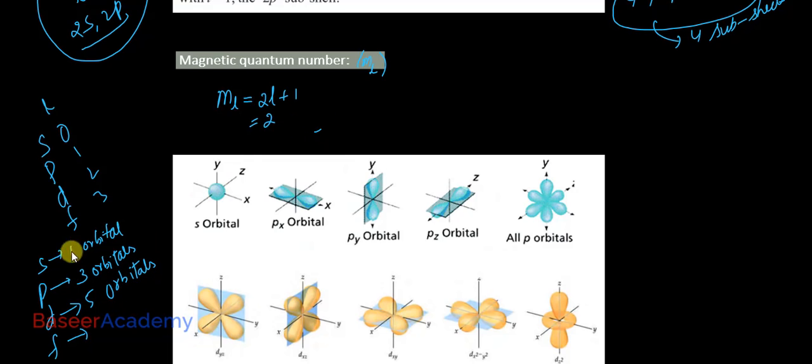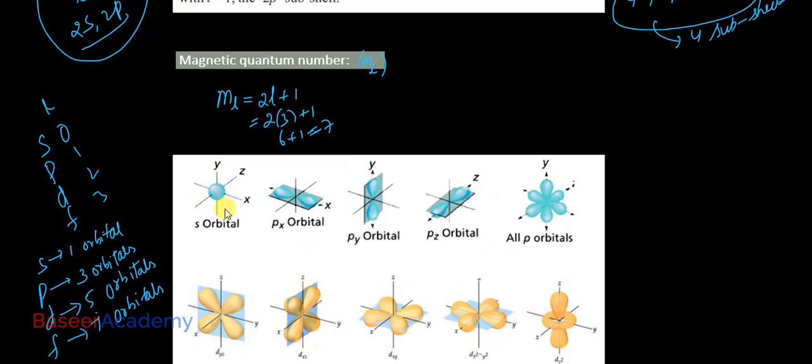The value of l is 3 here. Let us substitute the value of l as 3. 2 into 3 is 6. 6 plus 1 is how much? 7. So f has how many orbitals? f has 7 orbitals. And you can see the shapes here.